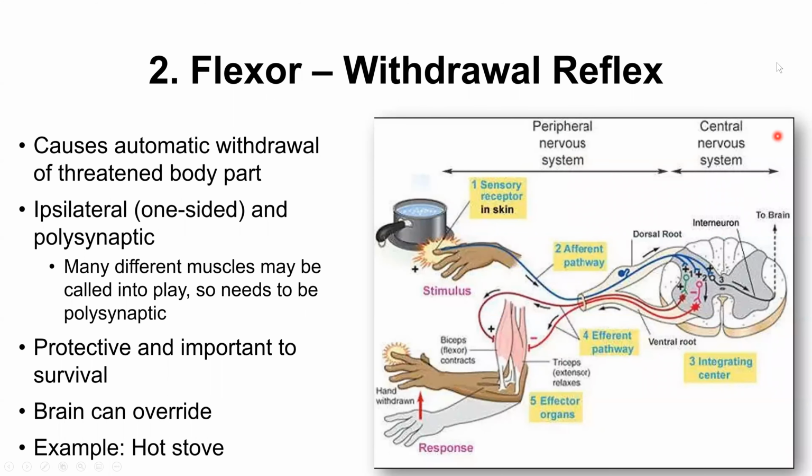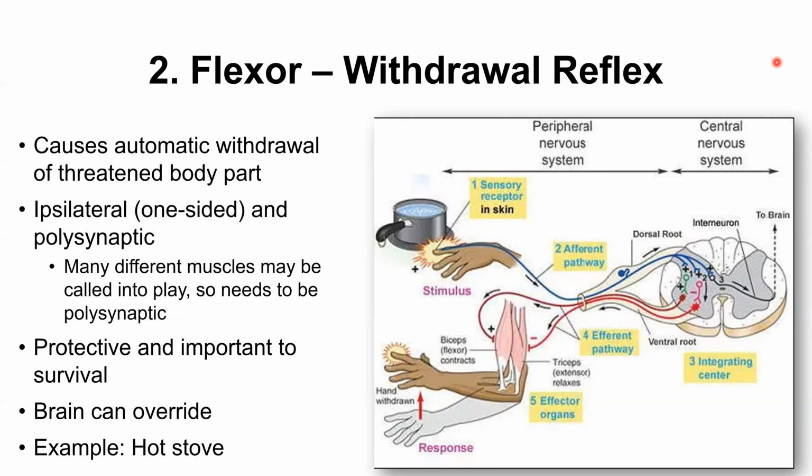So the second reflex that we're going to talk about is called the flexor withdrawal reflex. And this reflex causes an automatic withdrawal of a threatened body part. This particular reflex is also ipsilateral, so it's one-sided, and it's polysynaptic, meaning it is more than one synapse occurring. Many different muscles might need to be called into play in this reflex, so it really needs to be polysynaptic. And this particular reflex is protective and very important to survival. This is one of the reflexes that the brain can actually override.